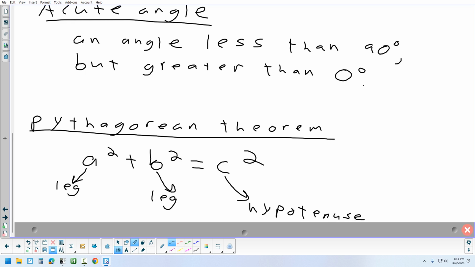This is the most enthusiastic I've ever seen. So as far as A and B, you can let them be either leg. It doesn't have to be the short or long. But A and B have to be the legs, and C is the hypotenuse. You guys are cooking.